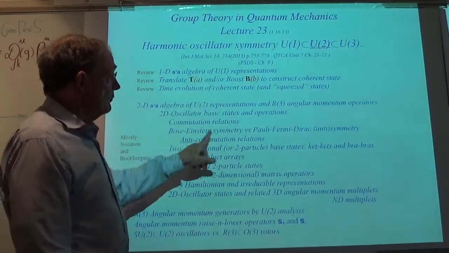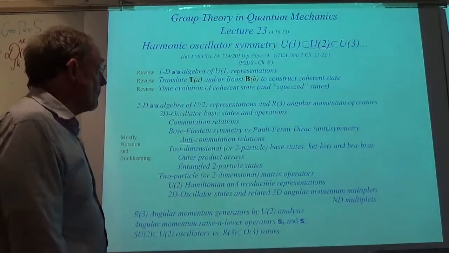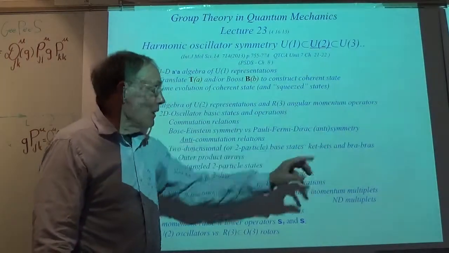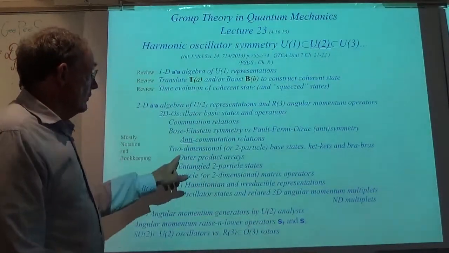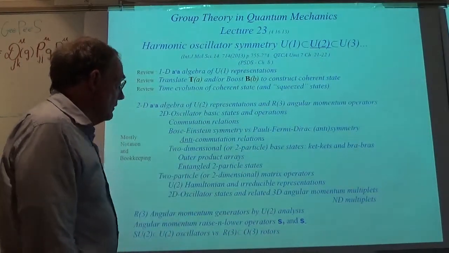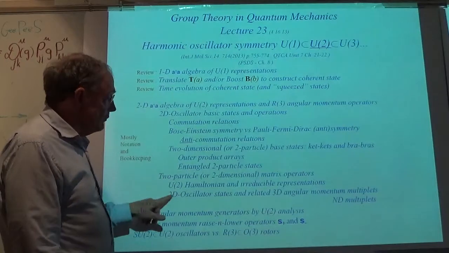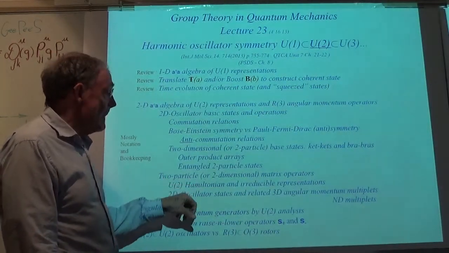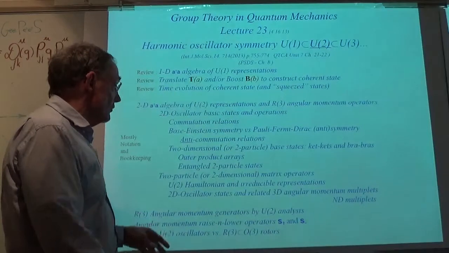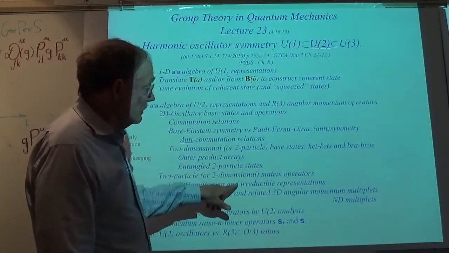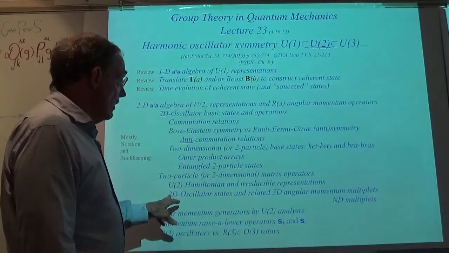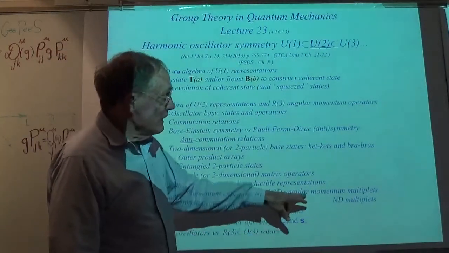So we'll talk about both the Bose-Einstein and Fermi-Dirac symmetries, and how you handle ket-kets and bra-bras. That's a very important piece of bookkeeping. The so-called outer products of kets. I mentioned what entanglement is very quickly, and then right here's where we start to do it. Make two-particle or 2-dimensional matrix operators of the type that we worked with. It was just a semi-classical thing, the U2 Hamiltonian that gives an infinite dimensional quantum manifold, and relate the 2D oscillator states to 3D angular momentum.